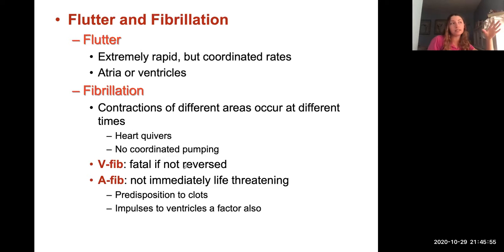AFib is not as bad because again, 80% is automatically filled into the ventricles and 20% is squeezed out, and that 20% can basically stay on the sides of the walls, so you can have a predisposition to clots. With atrial fibrillation, maybe the SA node is not working as well or not working at all. If that's the case, then impulses to the ventricles could also be altered.